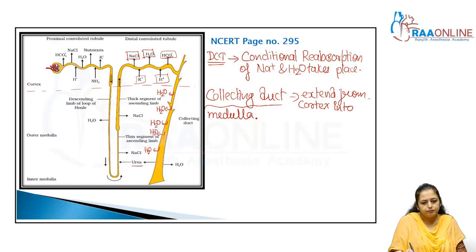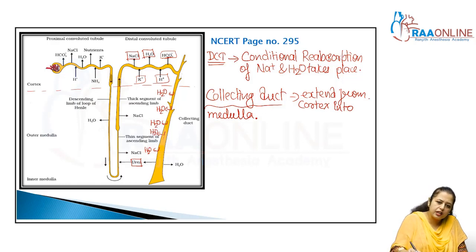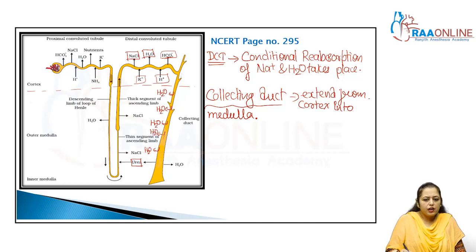Now that urea enters the thin segment of the ascending limb of LOH and is recycled again, right? So simple. That's why we say that a little bit of urea is excreted out with the urine. It is essential to maintain that level, that is 20 to 30 grams of urea goes with the urine. Clear?